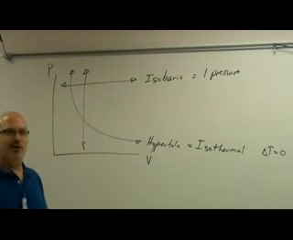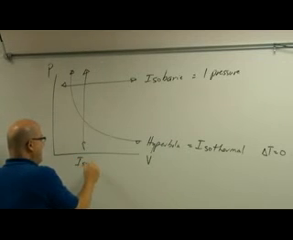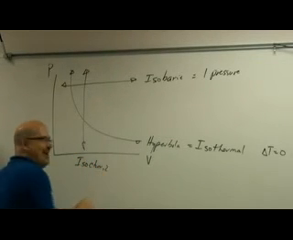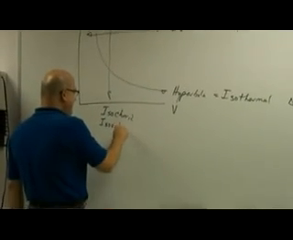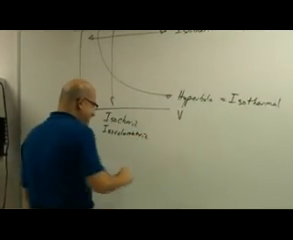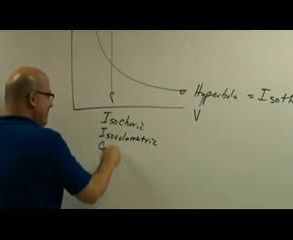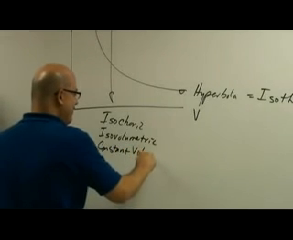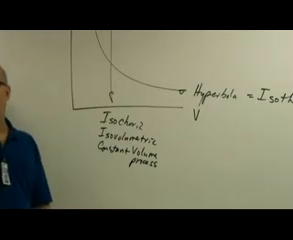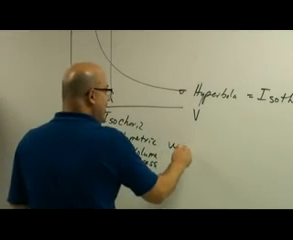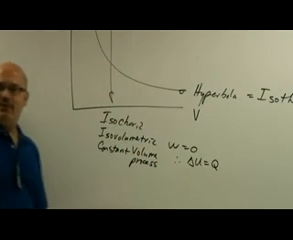Okay, and then we got another one. Isochoric, also known as isovolumetric, or sometimes referred to as a constant volume process. Either way, that's the easiest one. By far, this is the easiest one to find work for because work equals 0. Therefore, delta U equals Q every time.